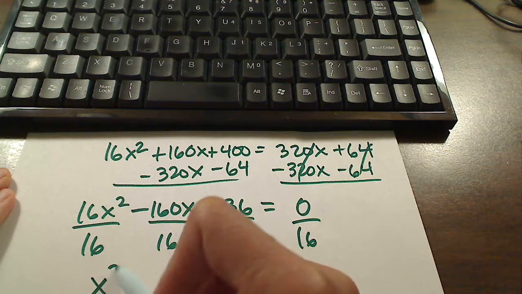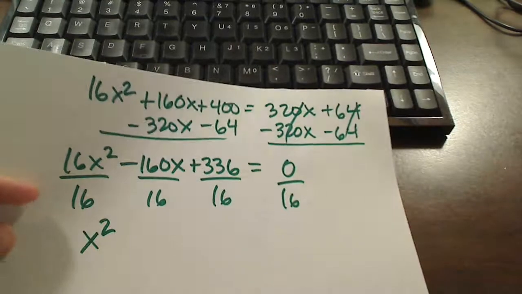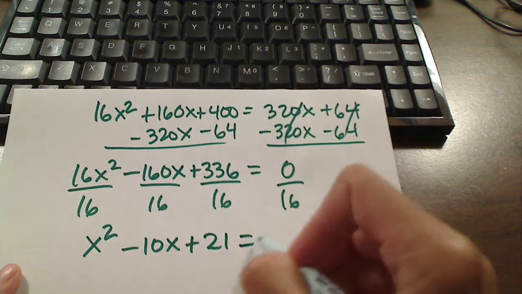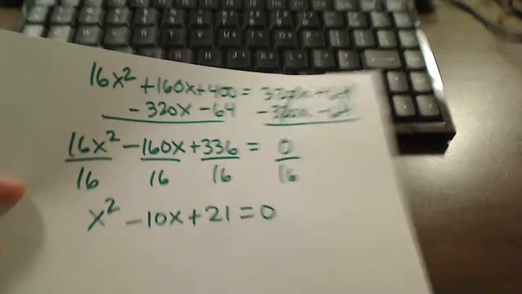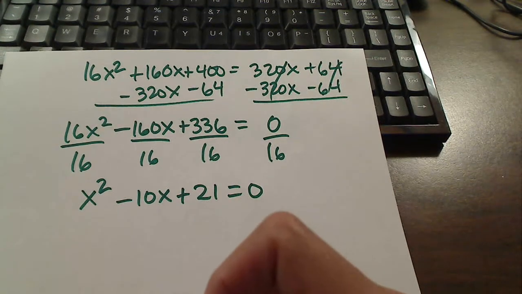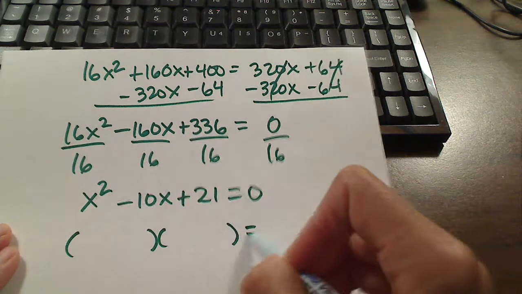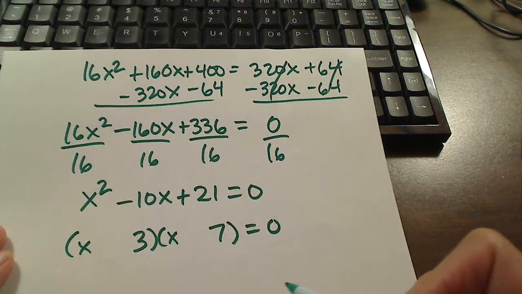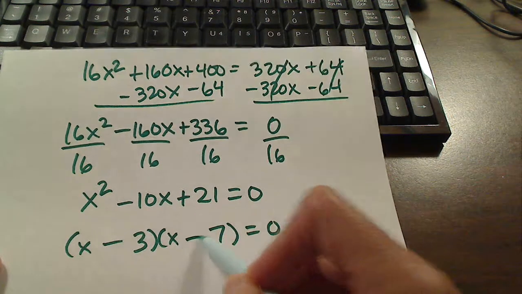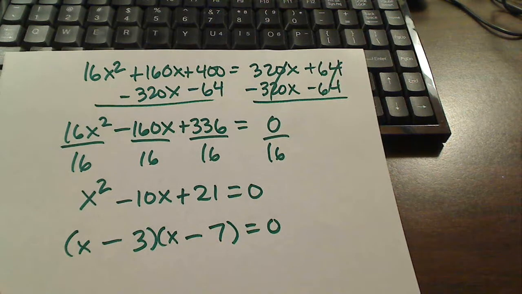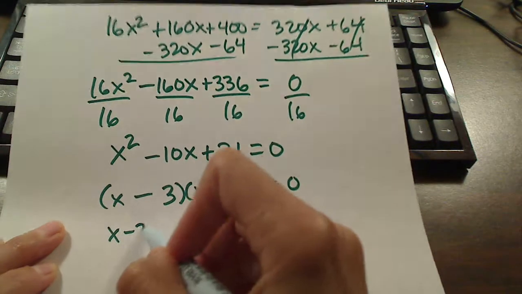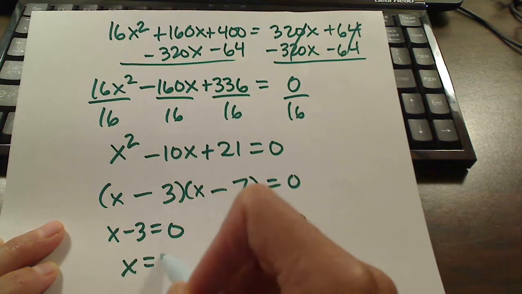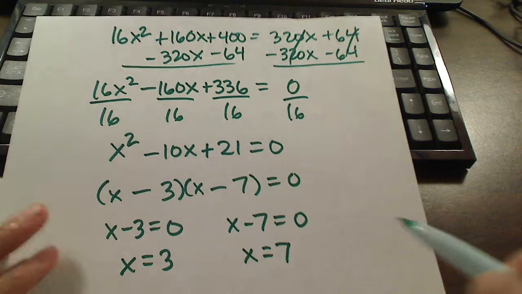Okay, so this is x squared minus 10x, and this divides to be 21. At this point, this is factorable, so let's go ahead and just factor it. If you couldn't figure out the factorization, you would want to use the quadratic formula. So 7 and 3 will work with both minus signs in there. Then we're going to set both of these equal to 0 and solve. So we get x equals 3 potential solution and x equals 7 potential solution.